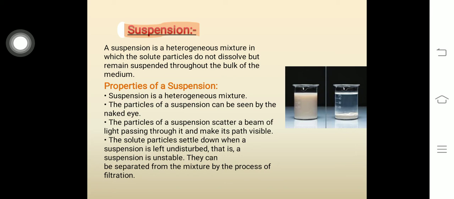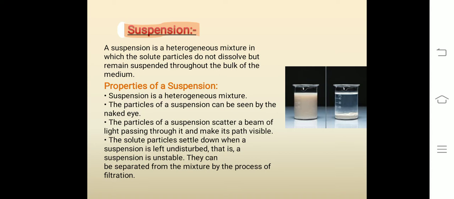Suspension. A suspension is a heterogeneous mixture in which the solute particles do not dissolve but remain suspended throughout the bulk of the medium. Particles of a suspension are visible to the naked eye. For example, if we mix chalk powder in water or mud in water, we would get a suspension.